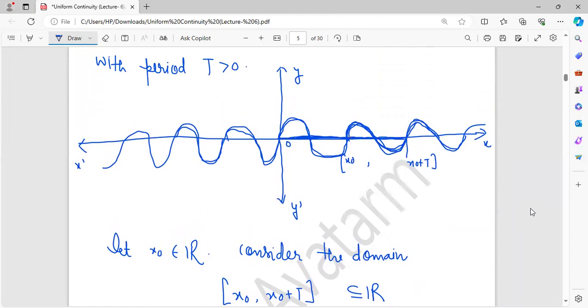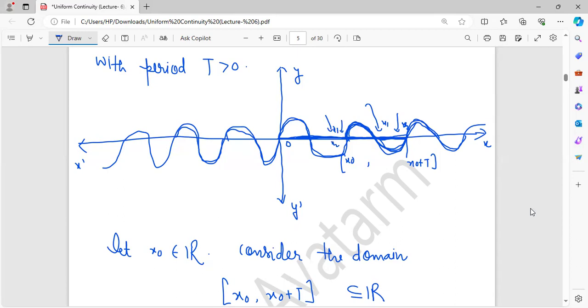I know that in this interval the function is continuous, so it is uniformly continuous. But what about the other intervals? If I take any two points in this domain, x1 and x2, it is fine because in a closed interval the function is uniformly continuous. So f(x1) minus f(x2), the difference will be less than epsilon and the corresponding delta will exist. But if both these points exist somewhere here, x1, x2.